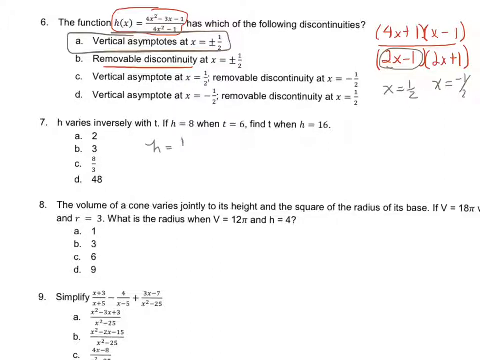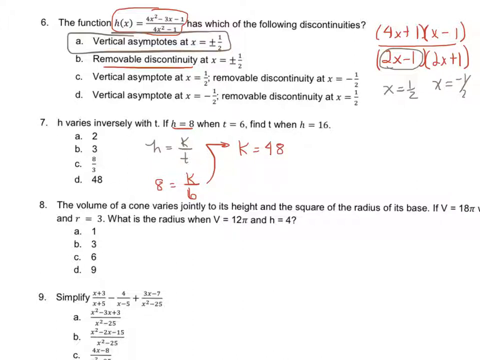Number 7, h varies inversely with t. So h equals k over t. Then they give us some information. They tell us that h is 8 when t is 6. So this tells us k is equal to 48.